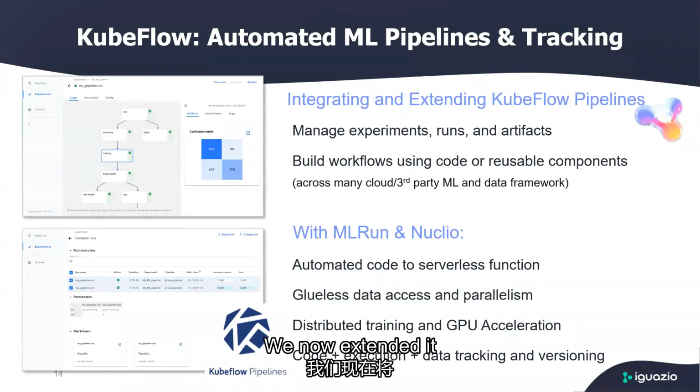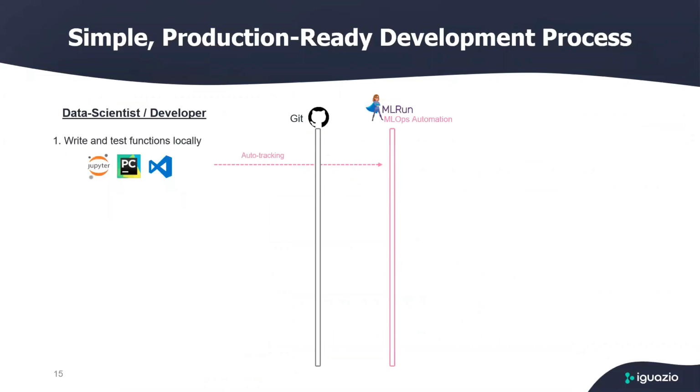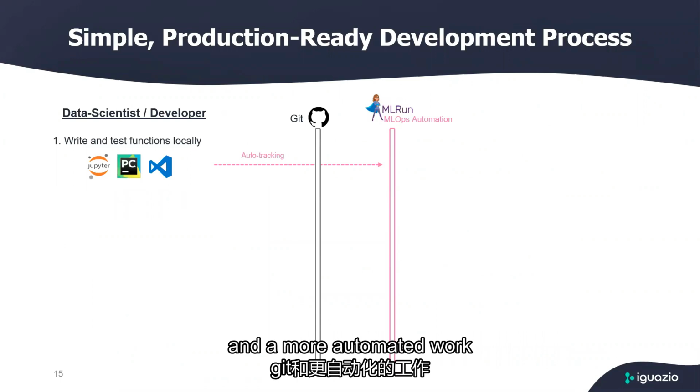We now extended it to a notion that every step in a pipeline could actually span 20 containers and also have GPU acceleration built into it. And everything is tracked automatically. Code, execution, data, versioning, everything is auto-tracked through some sandboxing technology built into it. Now let's think about the entire flow and start seeing how we involve Git and more automated workflows.